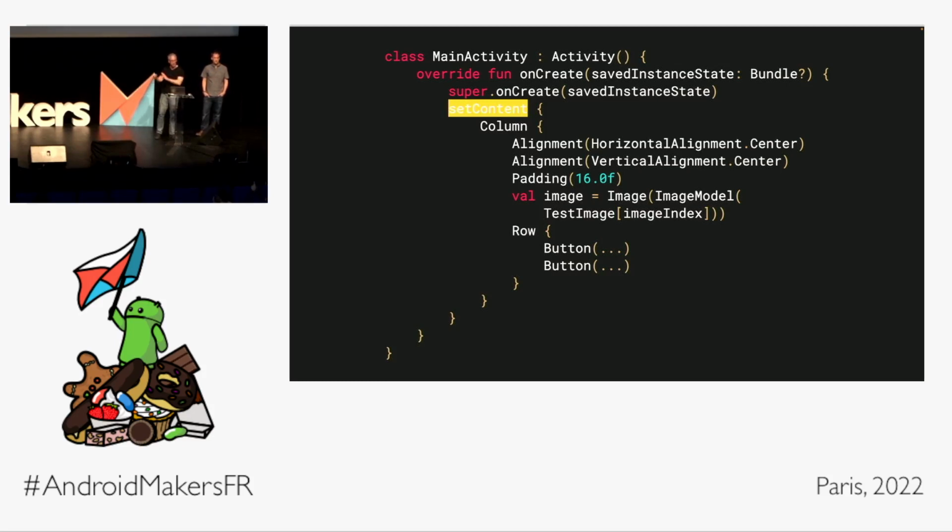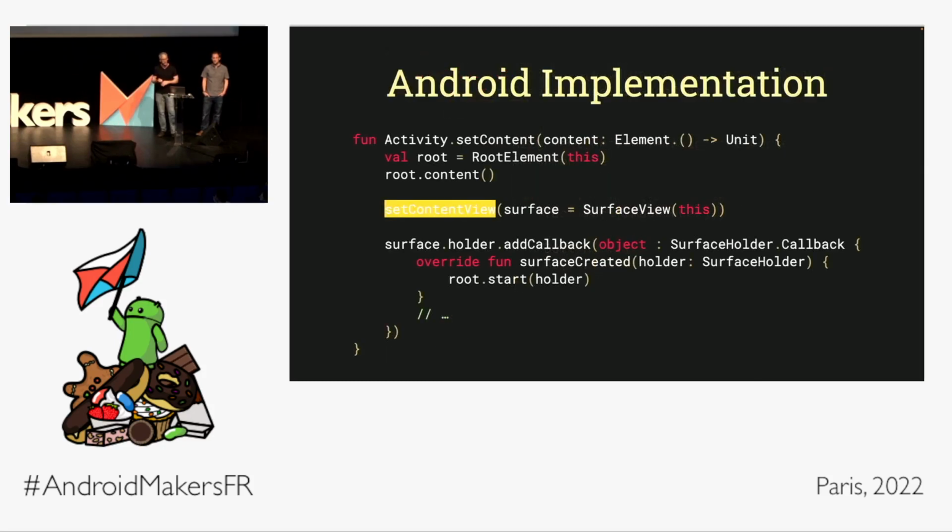So we've got this column. We have some of these components here. We have the image, and we have the row that has the buttons. This is going to be passed in to the setContent function here.